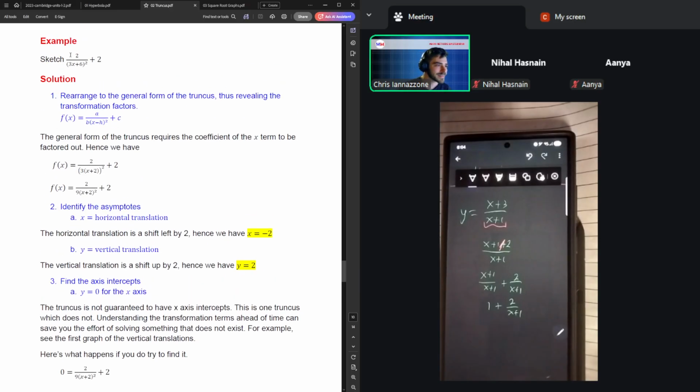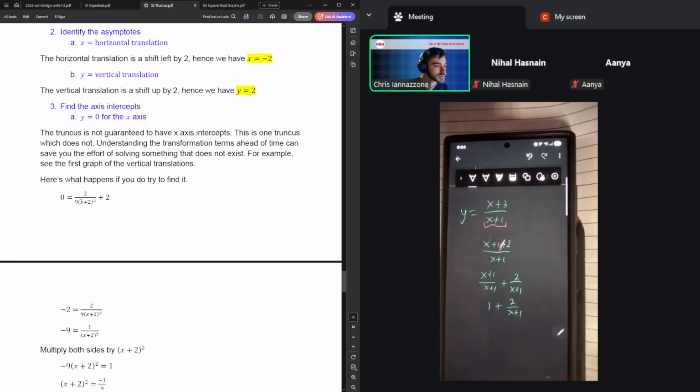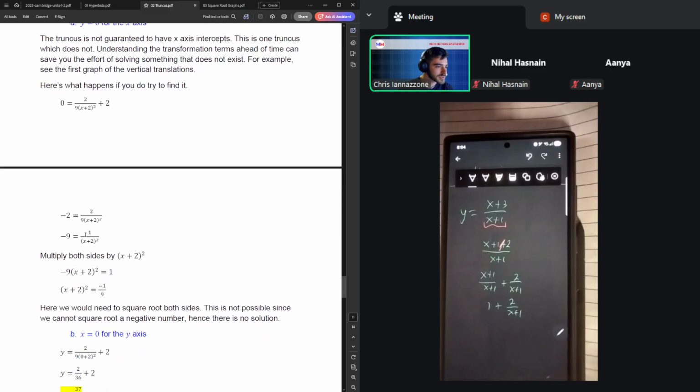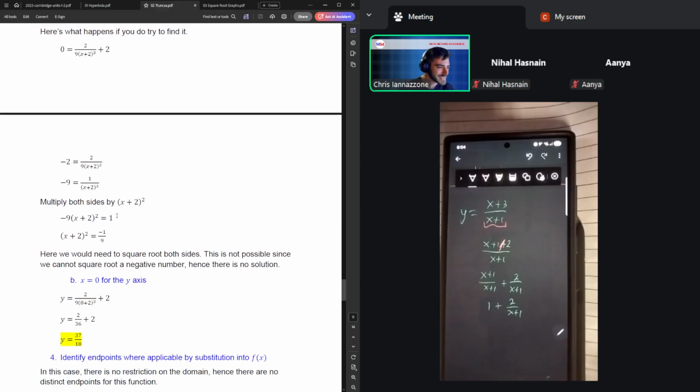So understanding that this is a positive truncus, it's going to point up, and it's also being shifted up by 2, means we shouldn't bother finding an x-intercept. But just in case you do, here's what it looks like. You set y equals 0, subtract both sides, do your division. This isn't even correct. Dear God, how long ago did I write this? Oh, wait, no, it is. Sorry. Divide by 2 and multiply by 9. Okay, I'm not that bad.